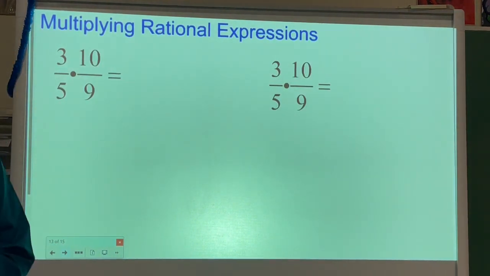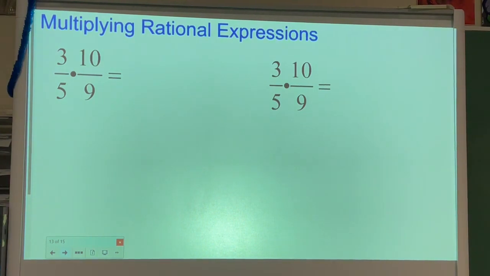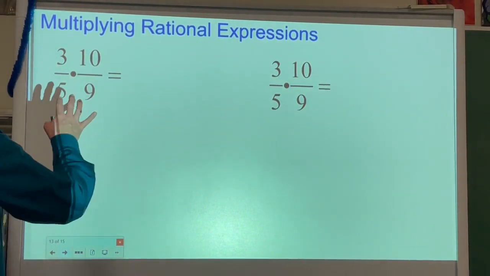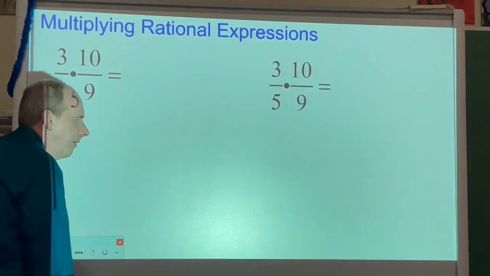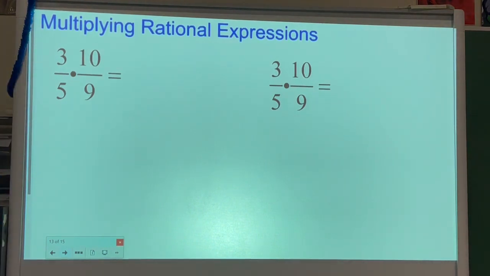I'll come back. Multiplying rational expressions. Let's take a look at 2 different ways to do the same fraction. You don't need to necessarily write these down. It's leading us into being able to do this with x's, right? This is elementary. We can use a calculator on these.